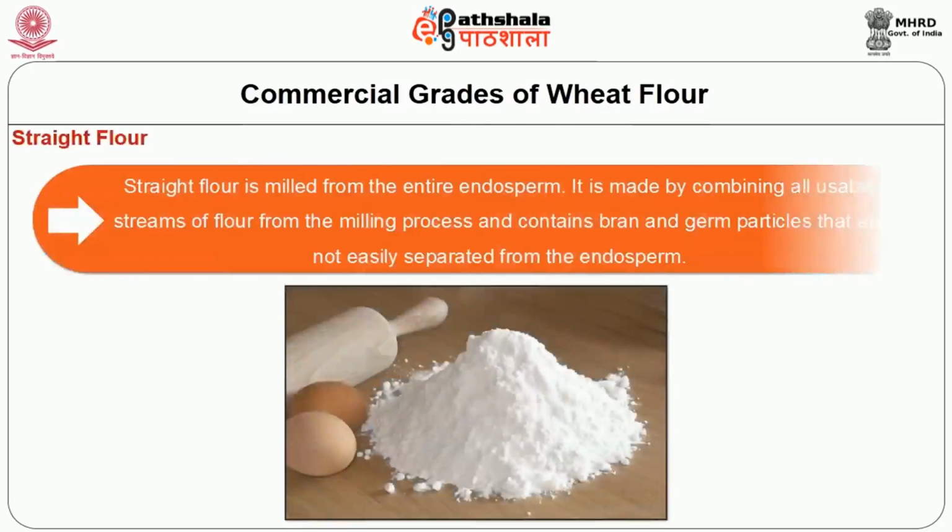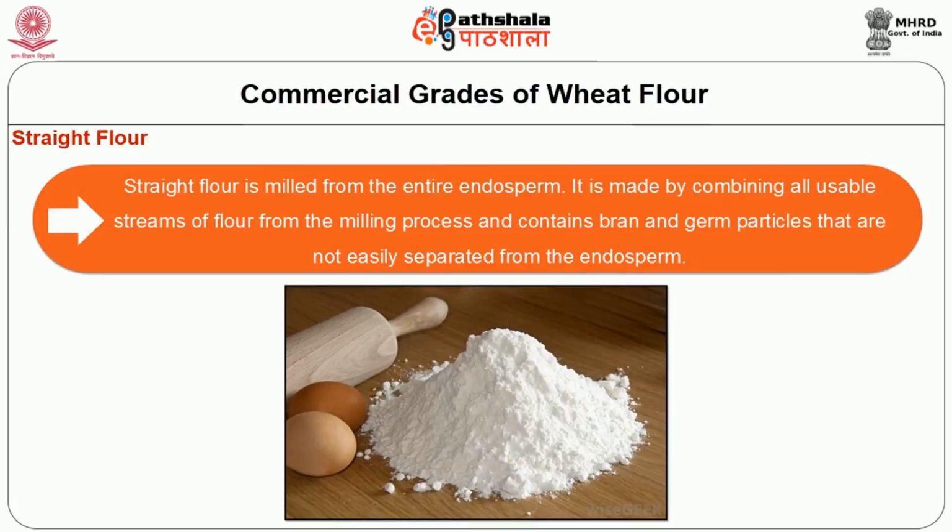Straight flour. It is milled from the entire endosperm. It is made by combining all usable streams of flour from the milling process and contains bran and germ particles that are not easily separated from the endosperm.